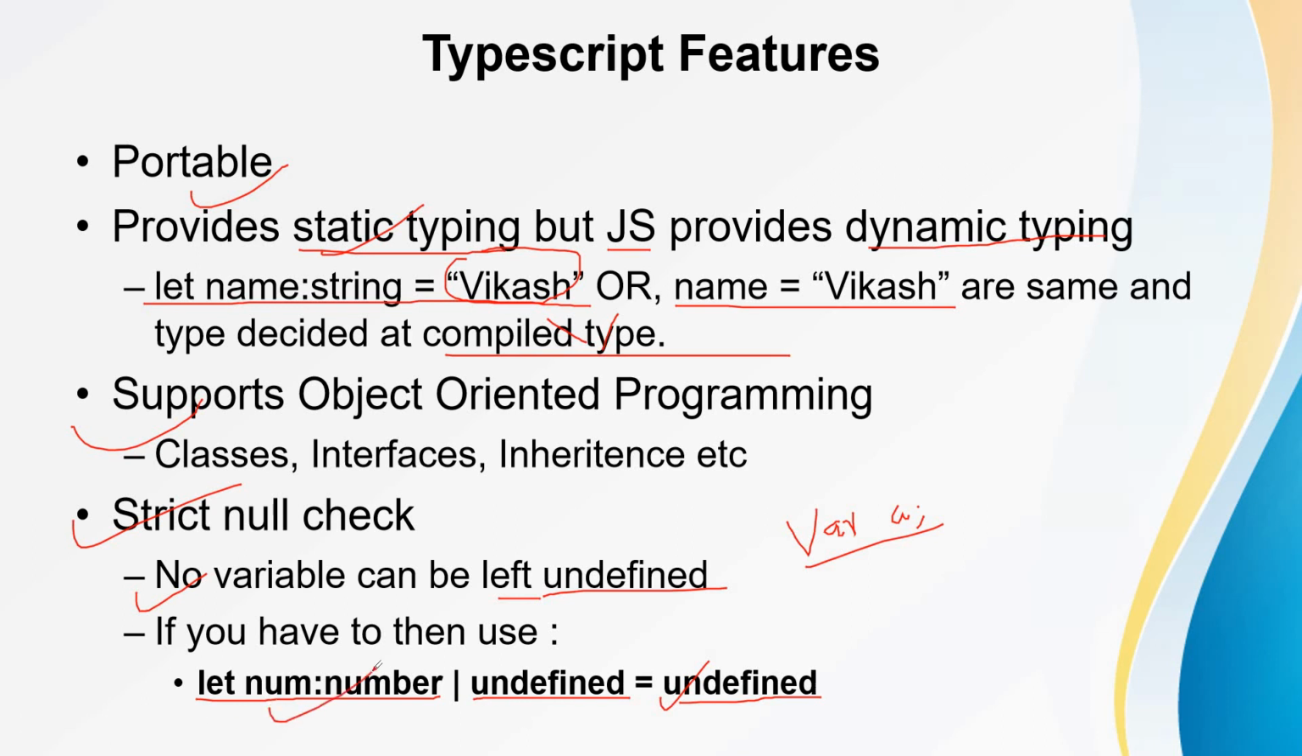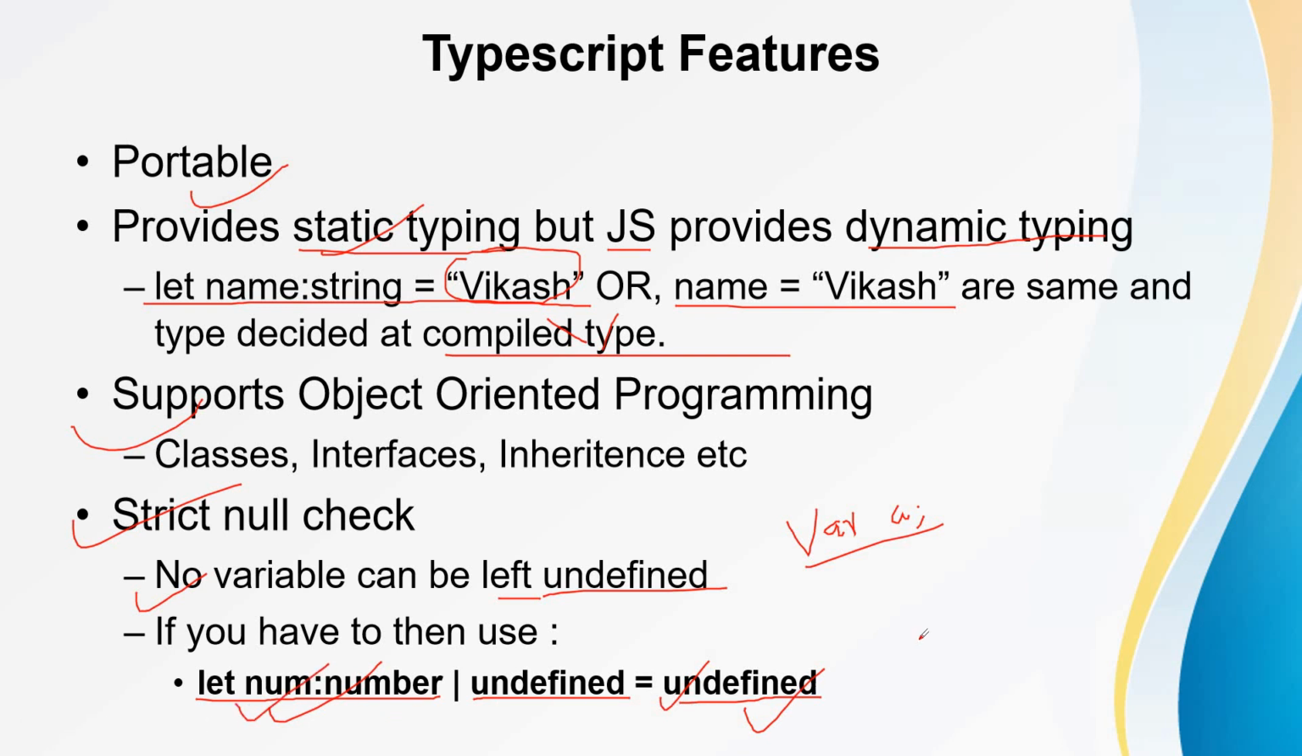This is very important. Sometimes it is asked in your examinations, or during your interview, or whenever you give any aptitude test for any programming language in any organization. In that case, this kind of statement is asked. So you need to remember this: let num number undefined is equal to undefined. This is the way if you want to leave it undefined, right? So this can be asked: although it's a strict null check thing, how will you make a variable accept undefined? This is the way you can make a variable accept undefined.